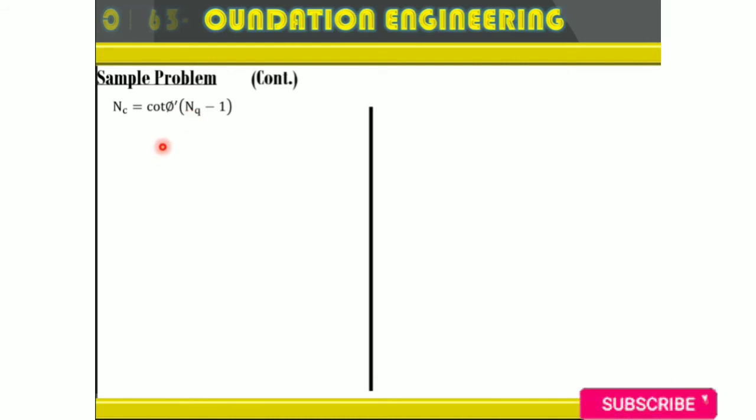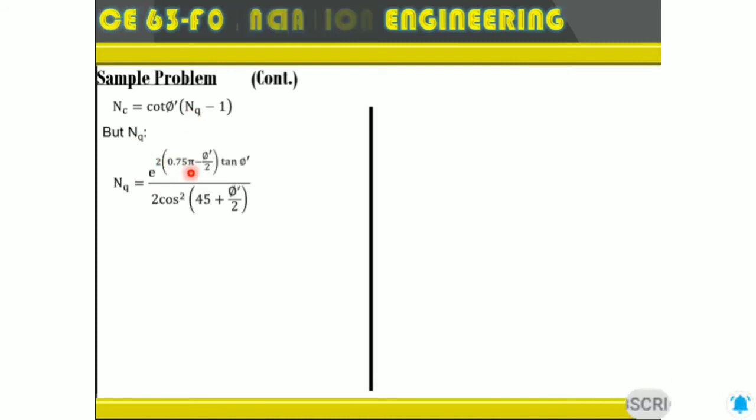But as you can see, with regards to our references, the book of Braja Das and also Murthy, you can use this formula of Nq equal to e raised to the exponent of pi times tangent phi prime, over 2 cosine squared of (45 plus phi prime over 2). But make sure that your angle is in radians.